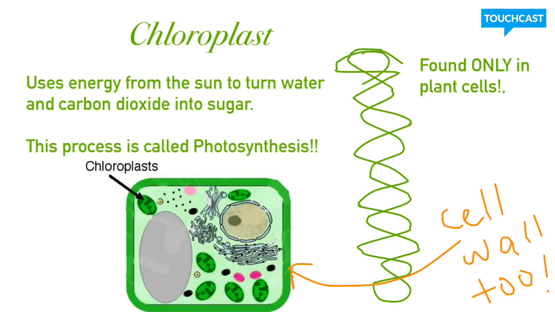Now let's solve that mystery about why plants are green. They're green because of the chlorophyll that's inside of these chloroplasts. These chloroplasts take that energy from the sun and they turn it into sugar using water and carbon dioxide. And remember, this process is called photosynthesis.